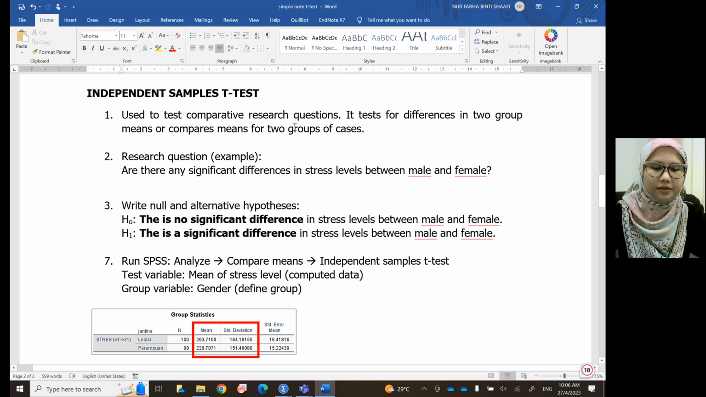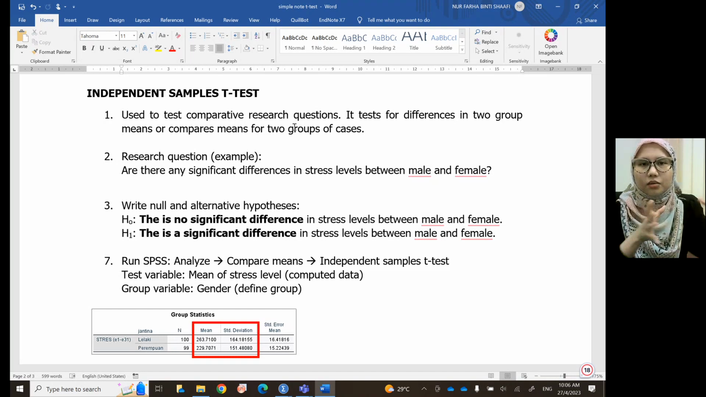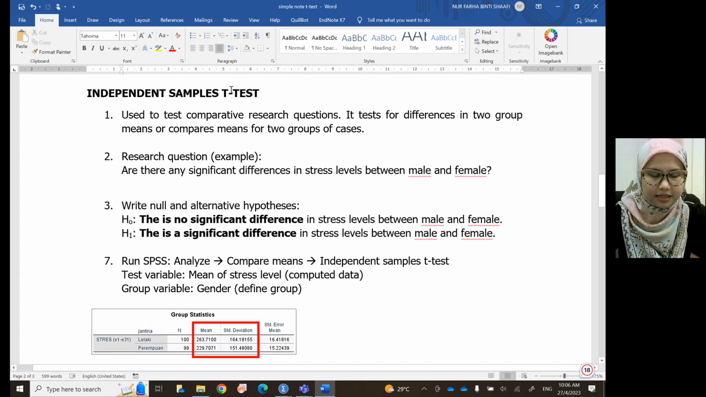For example, from your demographic, you have gender, right? Male and female. So you want to see whether there is a significant difference in, for example, some variable between male and female. All right, this is the independent sample t-test.